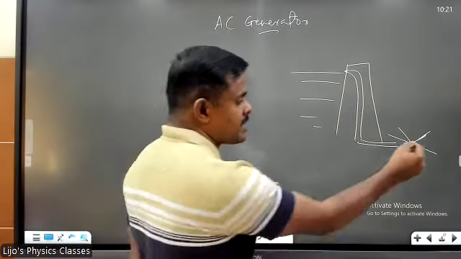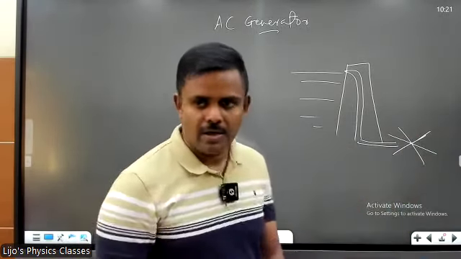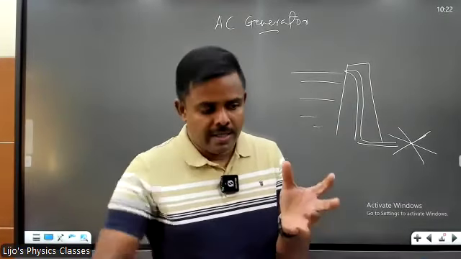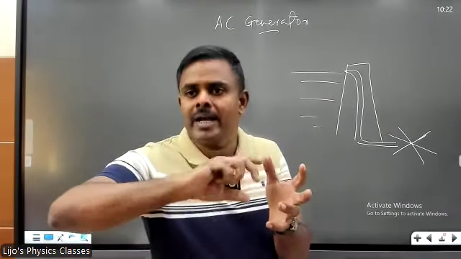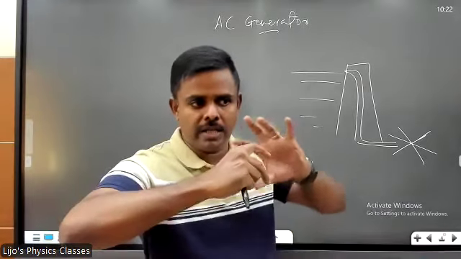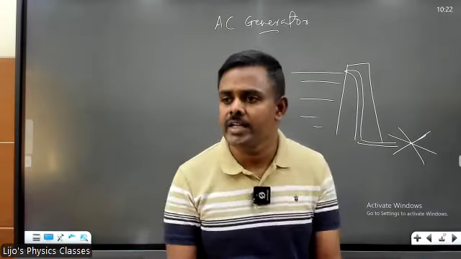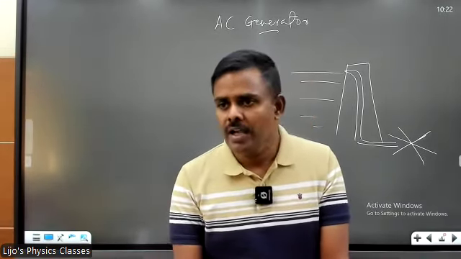The turbine is connected to a shaft which is connected to the AC generator. So what is an AC generator basically? It is a coil and magnet setup. The coil stays stationary and the magnet rotates, or the magnet stays stationary and the coil rotates. Either way, one of them is rotating with respect to the other. Eventually, this leads to the generation of electricity.